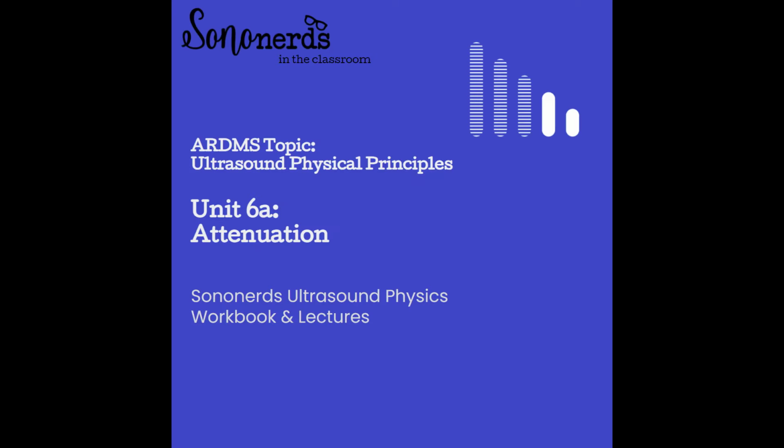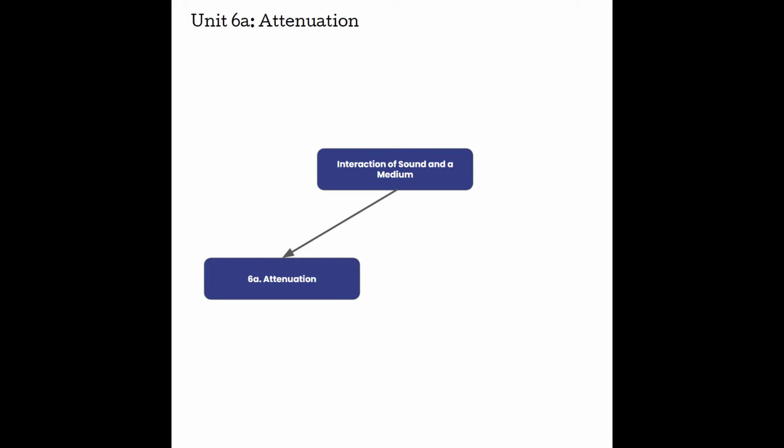This video is on Unit 6A, Attenuation. I decided to split Unit 6 up into two units, Unit 6A and 6B. They're both going to have the overarching theme of what happens to sound as it travels through a medium. 6A is going to focus more on attenuation, or sound that weakens as it travels in the body. Understanding attenuation is going to help you as a sonographer to understand some of the physical limitations of creating a diagnostic image. 6B is going to focus on the creation of echoes.